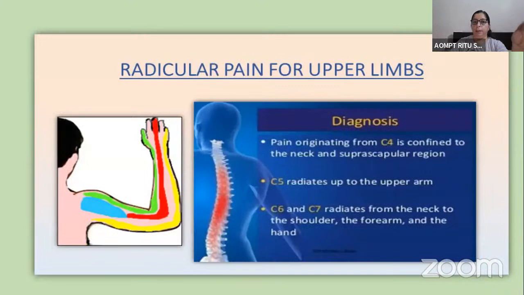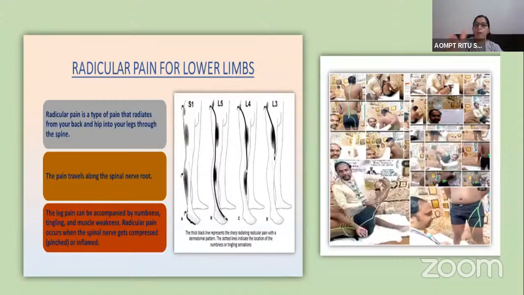And in this upper limb radicular pain, we have seen why the radicular pain comes: because of cervical radiculopathy, or a narrowing of the foramina. So the patient has pain radiating from C5 up to the hand, or from C6 to C7 to the shoulder, forearm and hand. This kind of pain originates from the cervical spine and radiates towards the upper limb, as well as to the lower limb.